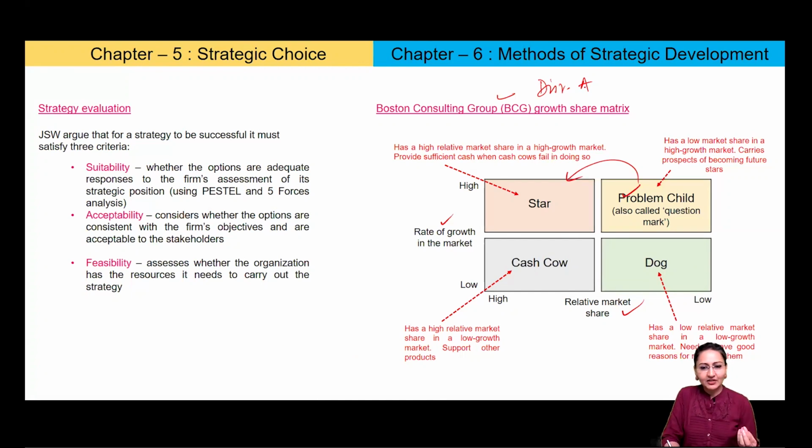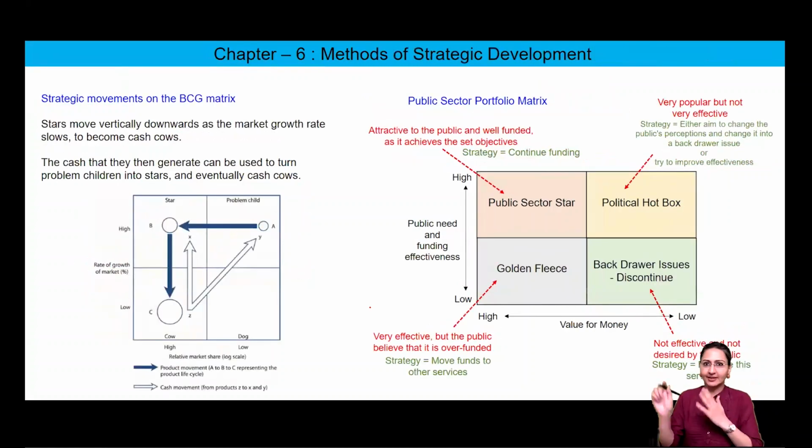But when any division or business unit, let's suppose business unit B, it falls in the box of a dog. That means no market share or low market share and low chances of growth. Do not give money to this business unit. It's better to sell this business unit. Okay, so by placing your business units into these 4 quadrants, you can decide the strategy how you want to grow them, by giving them more money or by selling them off.